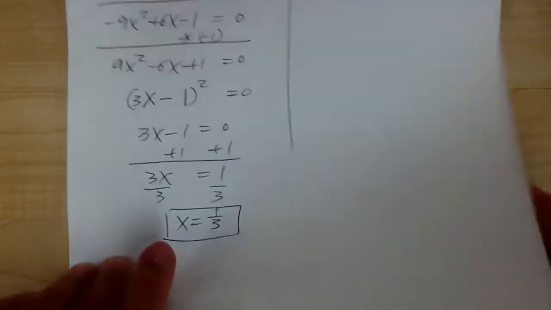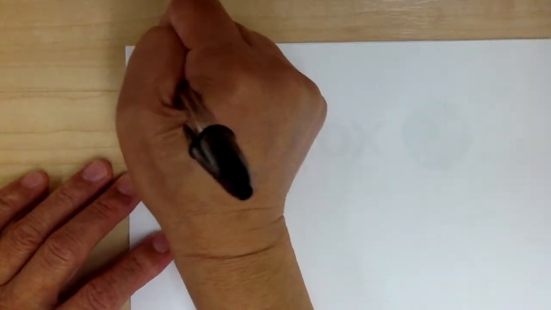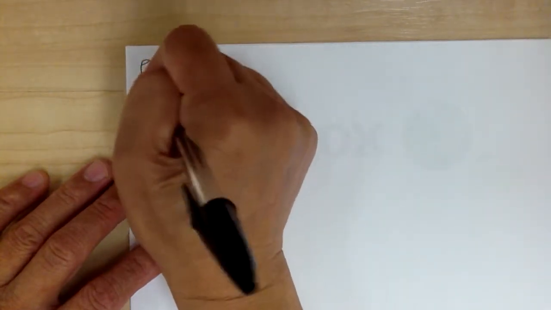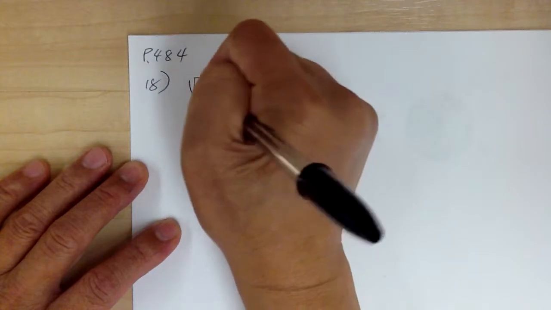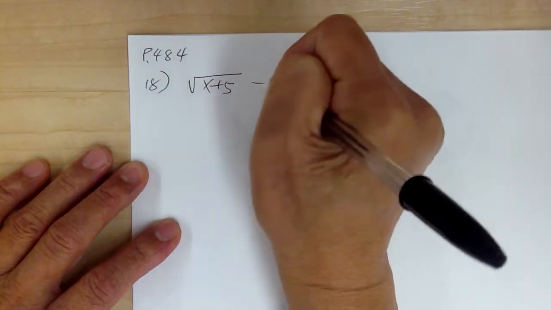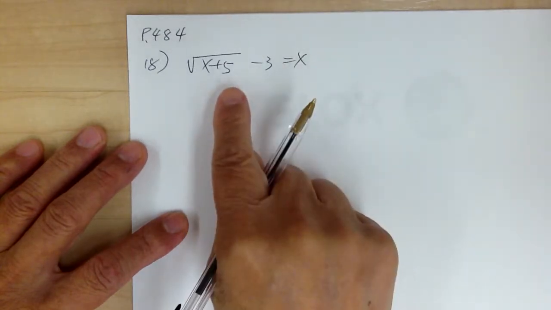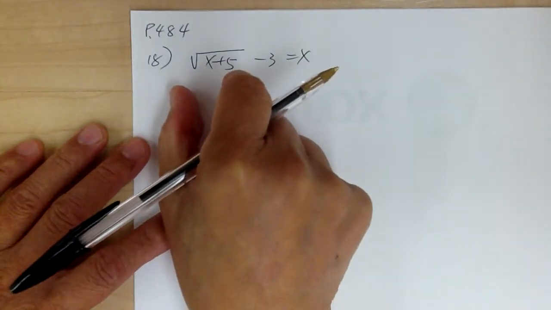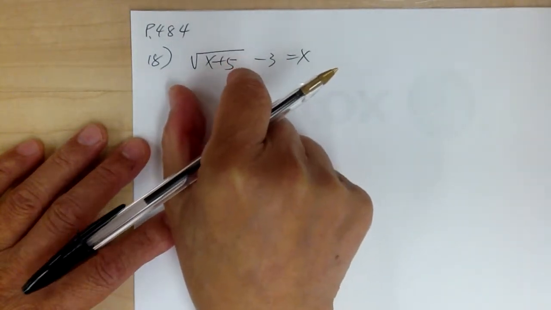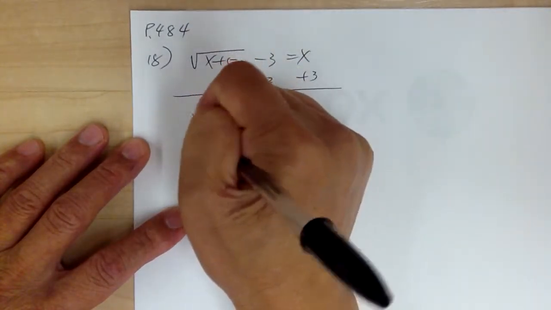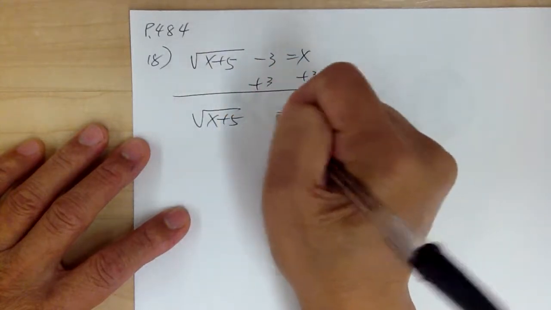Okay, let's go to number 18. Square root of x plus 5 minus 3 equal to x. Okay, so what you want to do is you want to have the square root by itself. You want to isolate a square root so you can undo it. So you need to go in plus 3. So you get square root of x plus 5 equal to x plus 3.